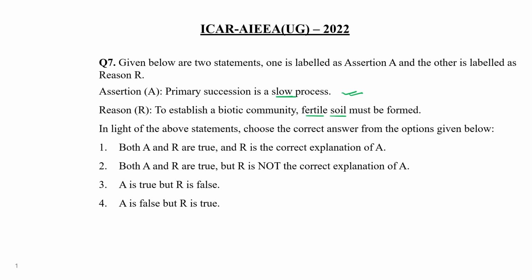Okay, primary succession is a slow process. That's why, what is the initial type of plant that occurs on the bare rock? That is lichen, because it's a slow process, right? And to establish a biotic community, that lichen must convert that bare rock into fertile soil. Okay, why? To establish a biotic community. So this statement is again a true statement.